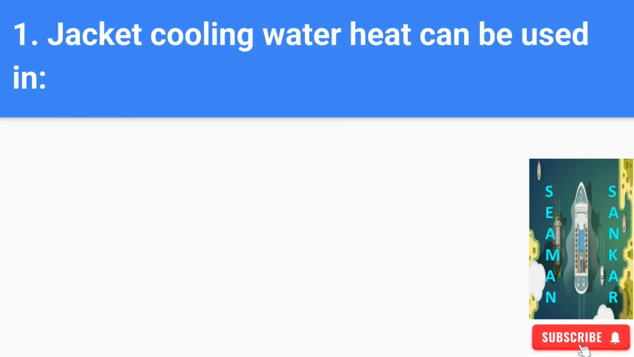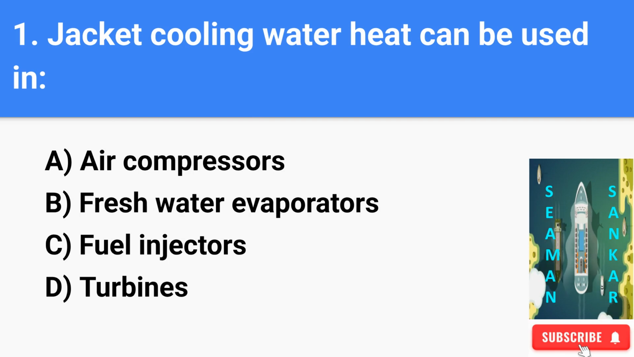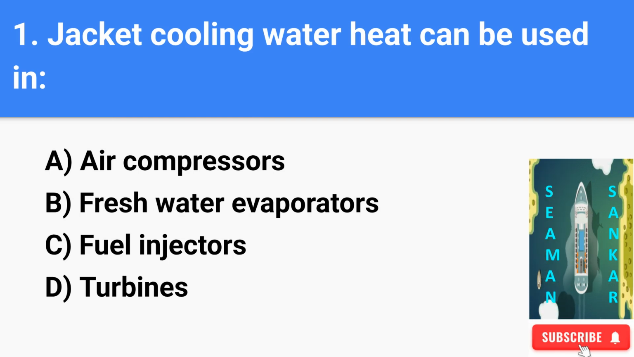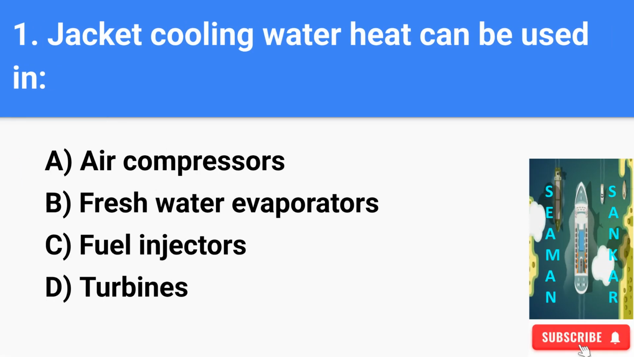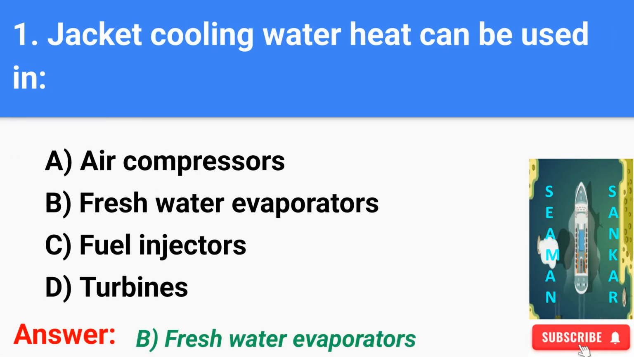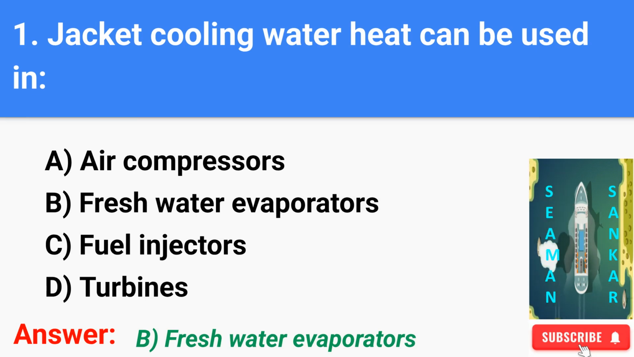Question 1. Jacket cooling water heat can be used in A. Air compressors, B. Freshwater evaporators, C. Fuel injectors, or D. Turbines. The correct answer is B. Freshwater evaporators. Jacket cooling water waste heat is commonly used for the evaporation process.